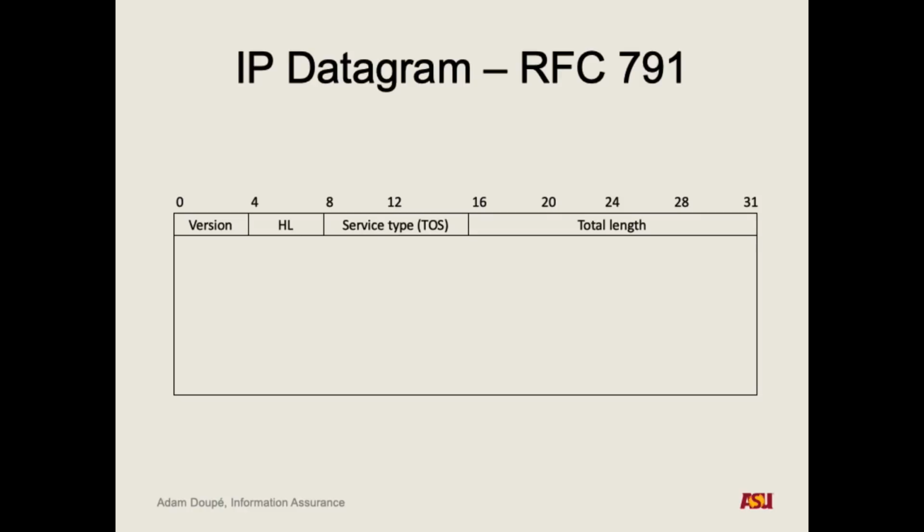There's other stuff in here. The total length of the packet. I believe this has the total length in bytes of the packet. We have an identifier, which we'll get into later about how that's used. We have various flags that we can set.